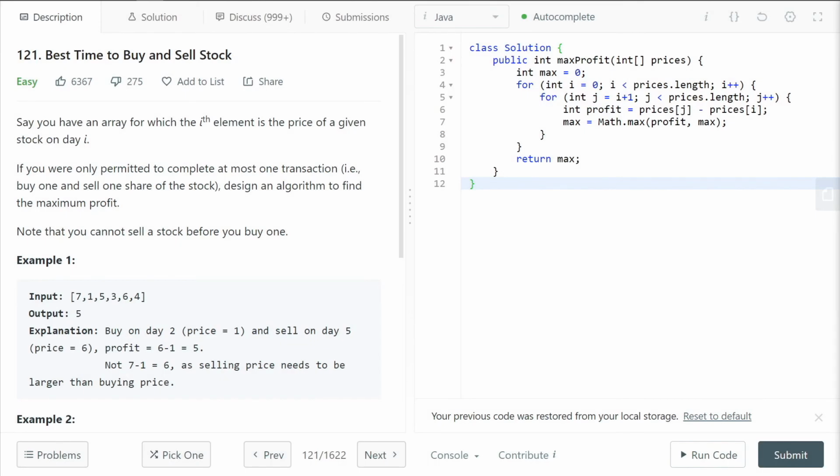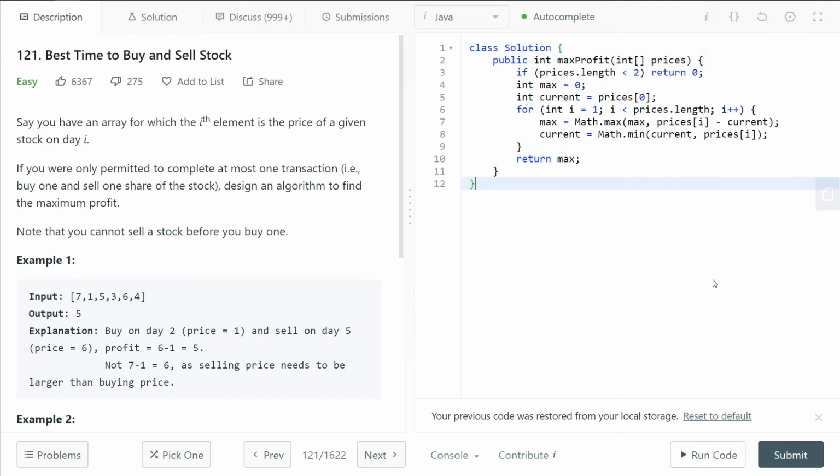Now that we have an intuition of what our greedy solution will look like, let's actually go and implement it. So just like last time, I will just cheat and copy and paste. In the animation we showed, we assume that the array is larger than 1 because we always pick the first day as our current purchase price. So if our array is less than 2, i.e. it only has one element in it, we return 0 because we can't buy and sell on the same day.